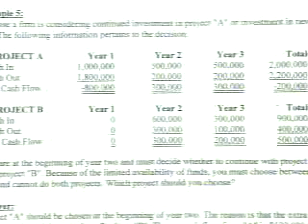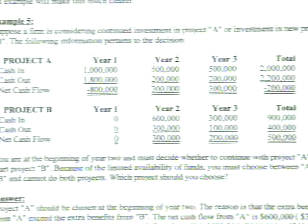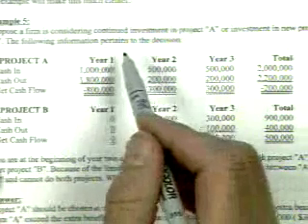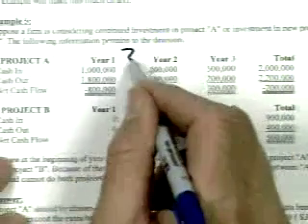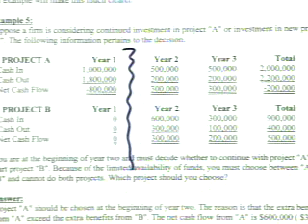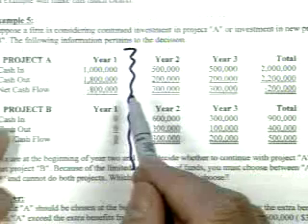So to understand what's going on in the example, it's an example of sunk costs. And the way the story goes is like this. You have made an investment in year 1. It's now the beginning of year 2, so it's January 1st, year 2. And you have to make a decision.